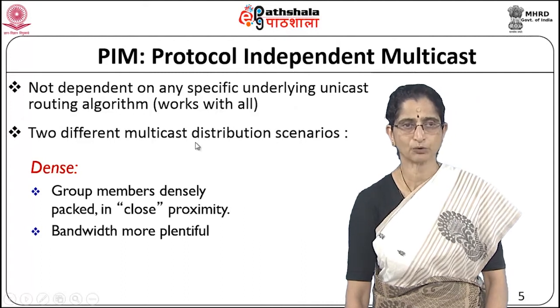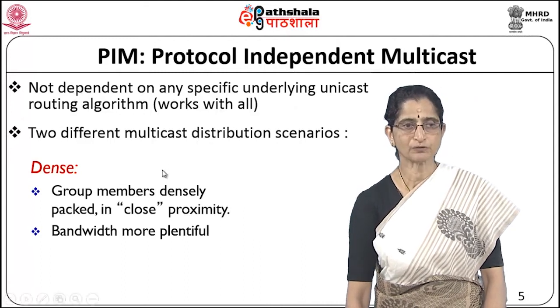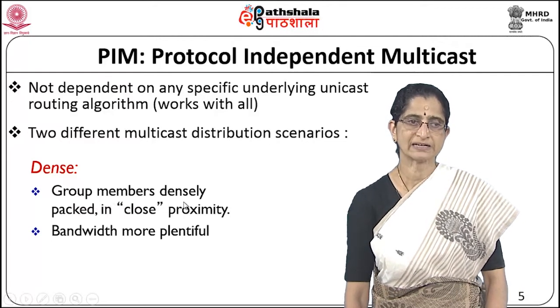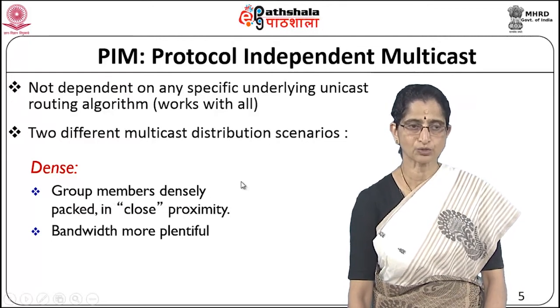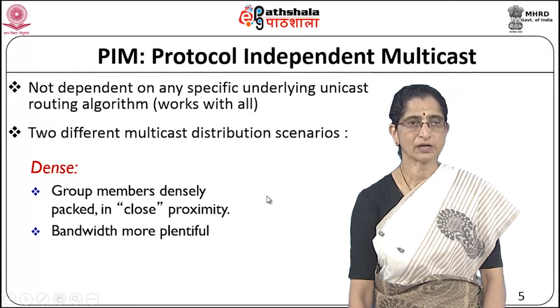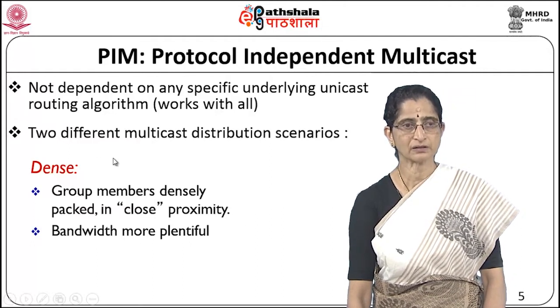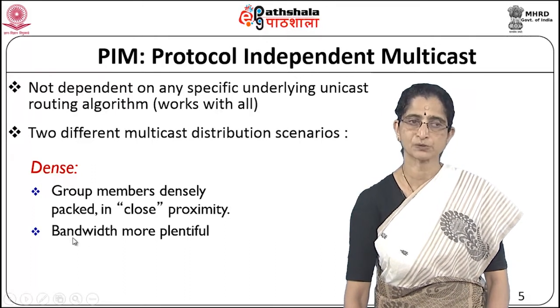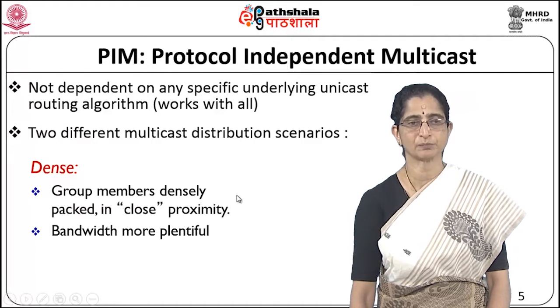And there are two different multicast distribution scenarios that PIM considers. One is called the dense mode of operation. In the dense mode of operation, we are looking at a situation where the group members are densely packed, that is they are all in close proximity and there is plenty of bandwidth available. Since you have plenty of bandwidth, you can have multiple redundant transmissions also that could take place. That is what happens in the dense mode of operation.